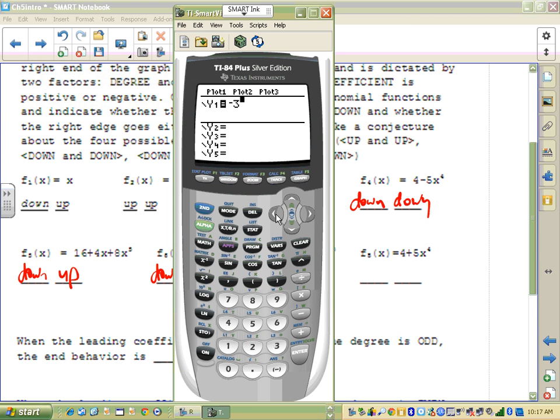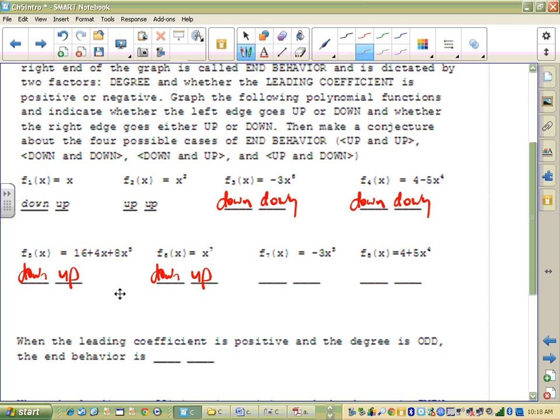So hopefully that kind of gives you an idea of what's going to happen here. I said negative 3x to the 5th. Got to make sure I get that x in there. So when I graph this on the left edge, this is going up, and on the right edge, this is going down. So up and then down.